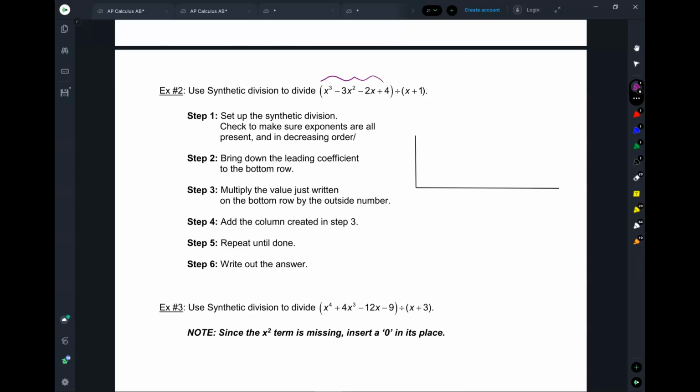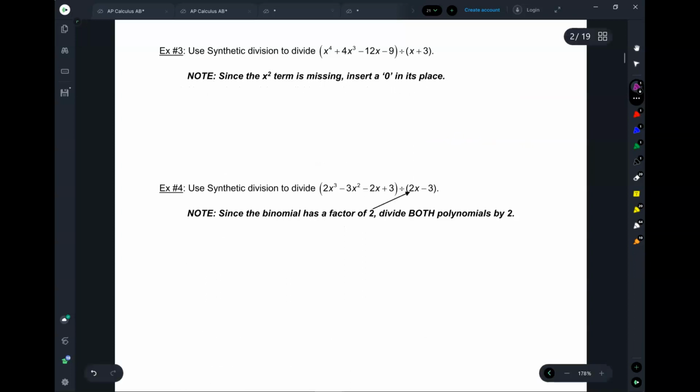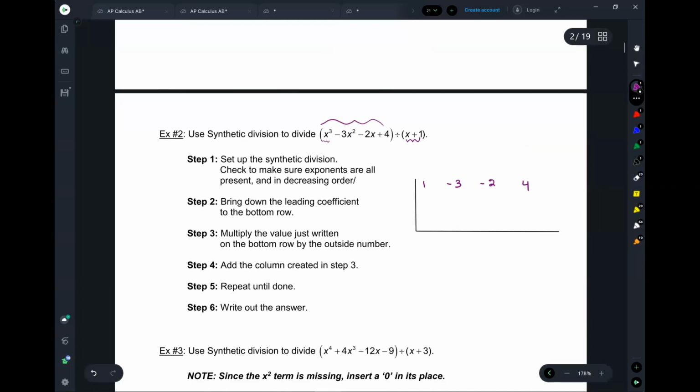Next. What you have to do now is you have to put all of these coefficients into this chart. So the first coefficient here is a what? 1. The next one is negative 3, negative 2, 4. Now what goes on the outside? You take the x plus 1, you set it equal to 0, and you solve for x. So x is negative 1, that's what goes over here.